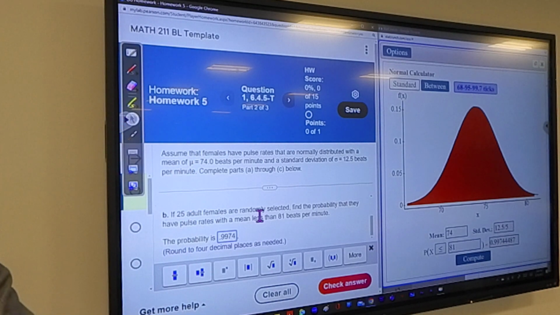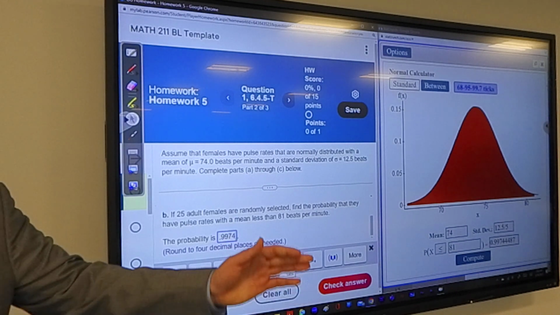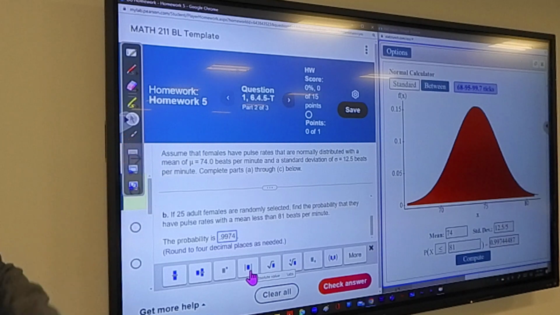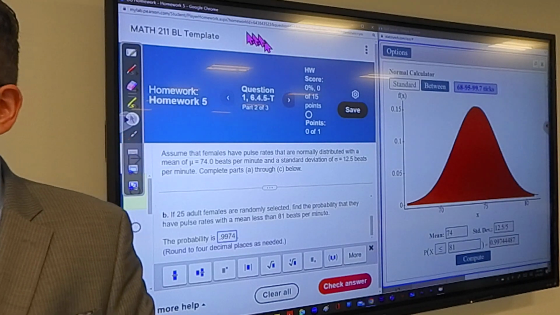My number was 4 instead of 25, so I did 12.5 divided by 2. Yeah. Okay. My graph doesn't look as shaded in, but it's probably because it's 4 instead of 25. Yeah, the bigger my sample size goes, the taller and skinnier my normal curve will get.